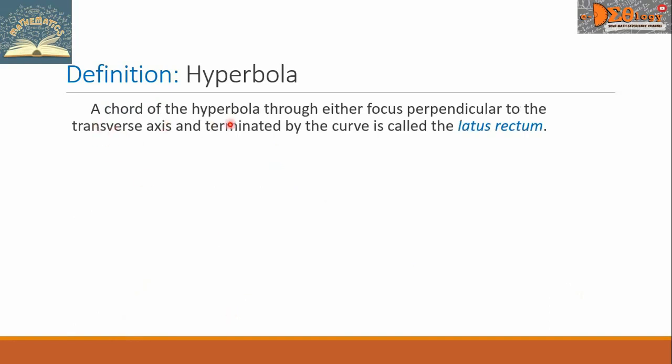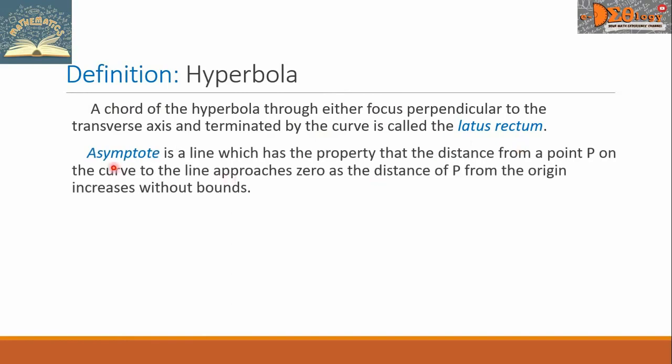A chord of the hyperbola through either focus perpendicular to the transverse axis and terminated by the curve is called the latus rectum. Asymptote is a line which has the property that the distance from a point P on the curve to the line approaches zero as the distance of P from the origin increases without bounds.